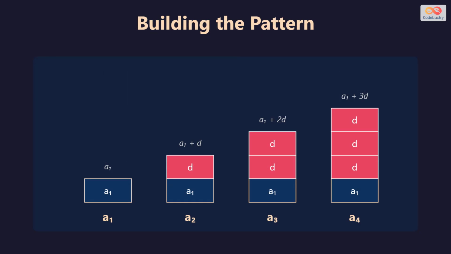Let's visualize how these terms are built. You start with your first term, a1. To get the second term, you add d once. To get the third term, you add d again. Notice a pattern? You are just stacking d's on top of your starting block to reach higher terms.